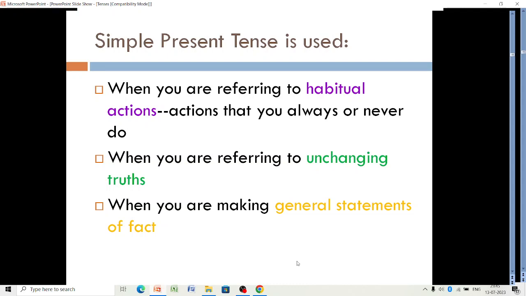So we know that simple present tense, the first form of the verb, is used to express an action. Here in this lecture, the main focus is on how we use the tenses. So straight away the usage of simple present is given here. In order to express habitual action, unchanging truths, general statements of fact, we use simple present. We'll see one by one.